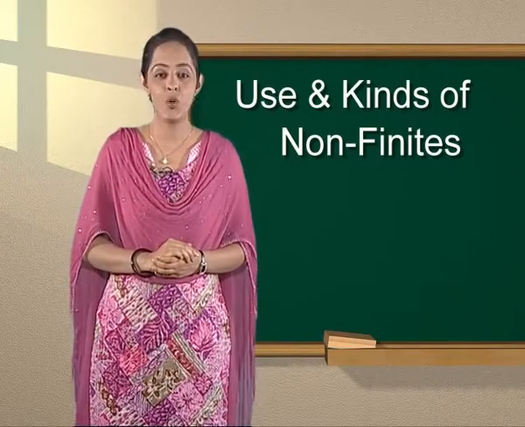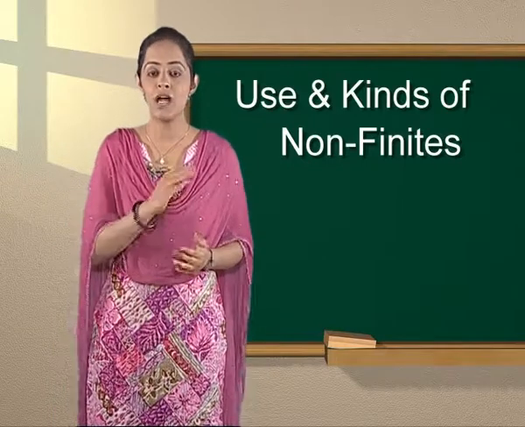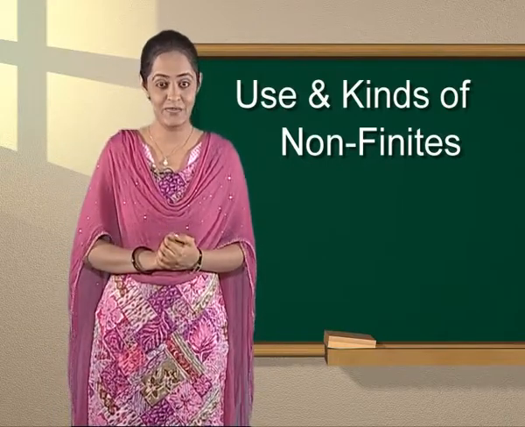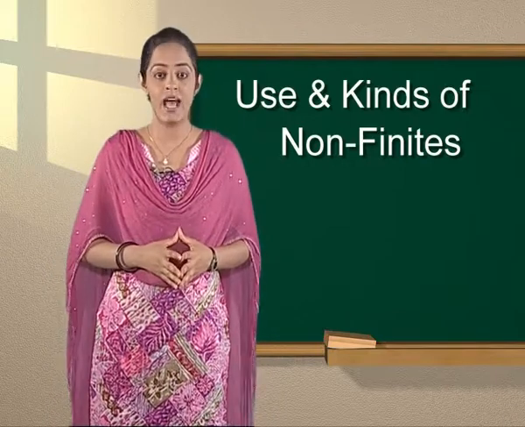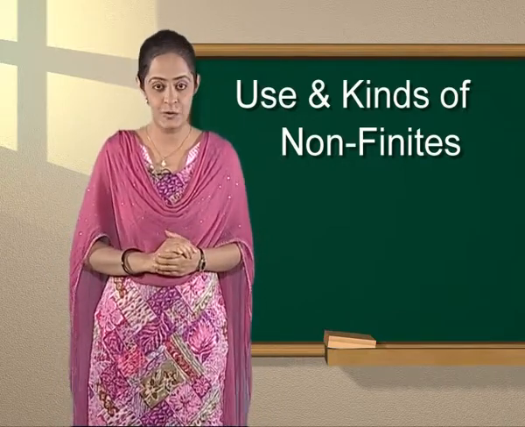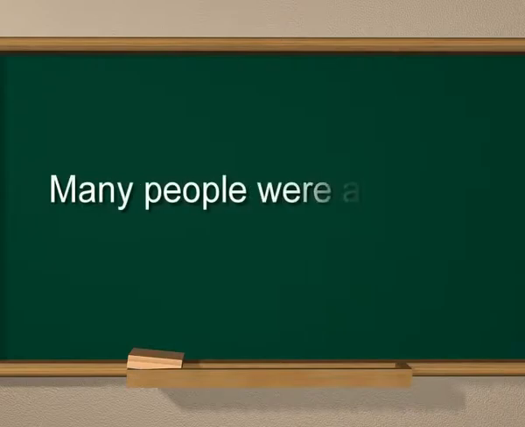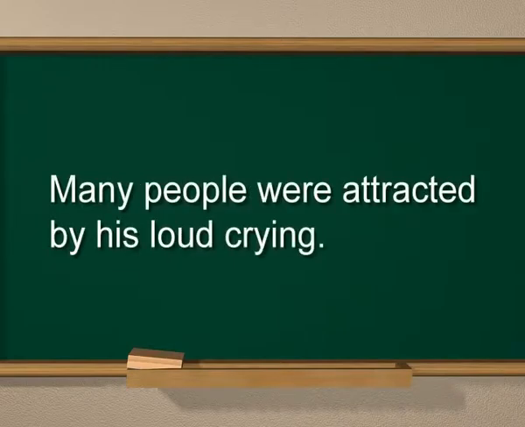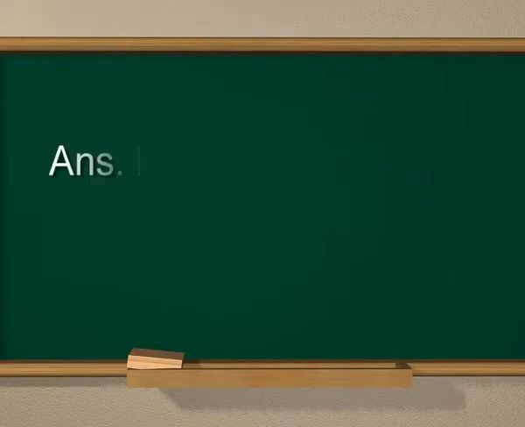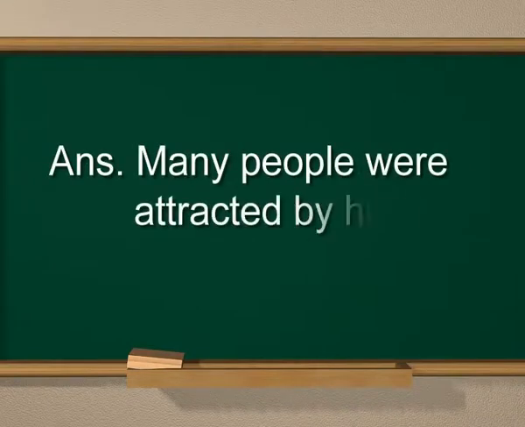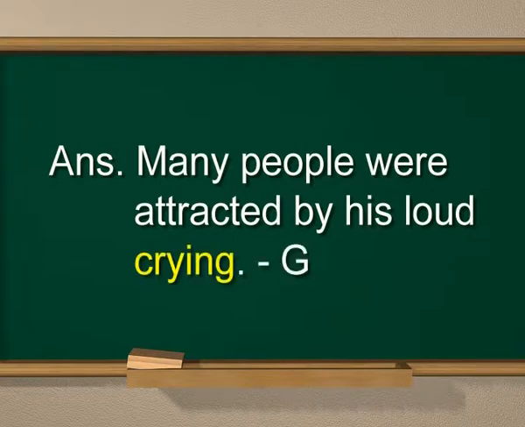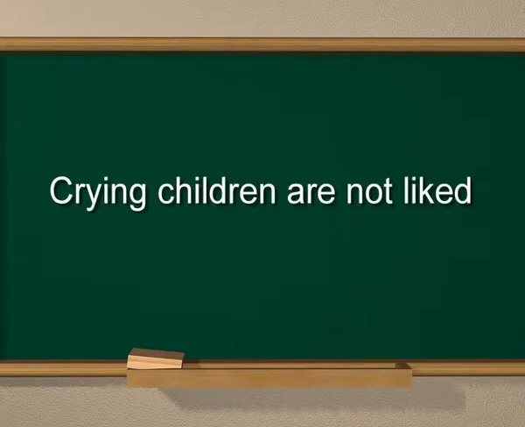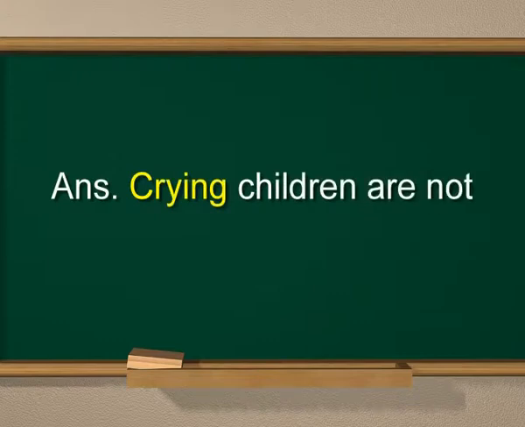Now, can you identify the gerunds and participles in the following sentences? Write G for gerund and P for participle. Many people were attracted by his loud crying. The answer is, many people were attracted by his loud crying. Gerund. Crying children are not liked usually. Participle.